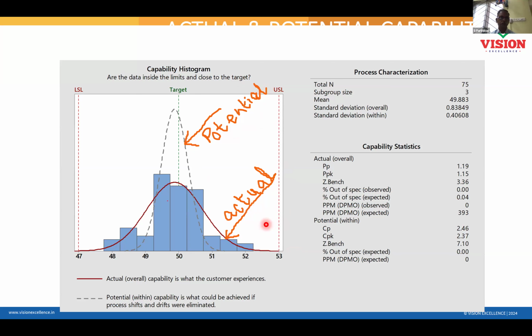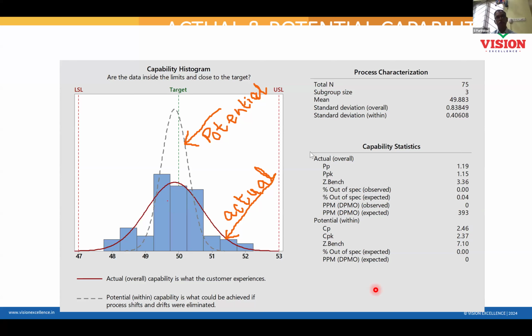See, for the same process, I will show you the kind of rejections. You see ppm. What is the ppm with respect to Cpk? 0. But with respect to your Ppk, look at your ppm. How many parts are you likely to reject? 393. 393 parts you are likely to reject according to Ppk. If each part is, let's say, 1,000 rupees, then 393 into 1,000, you may lose 4 lakhs. The cost of poor quality may be 4 lakhs, right?